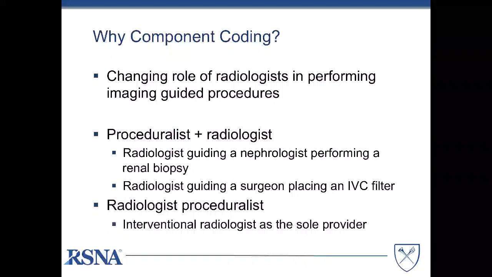When these services were performed by two providers, say a nephrologist and a radiologist, the nephrologist billed the surgical procedure code and the radiologist billed the imaging code. But when performed by just one provider, that physician, and now we're typically talking a radiologist, billed both codes to indicate that he or she performed the entire service encounter.